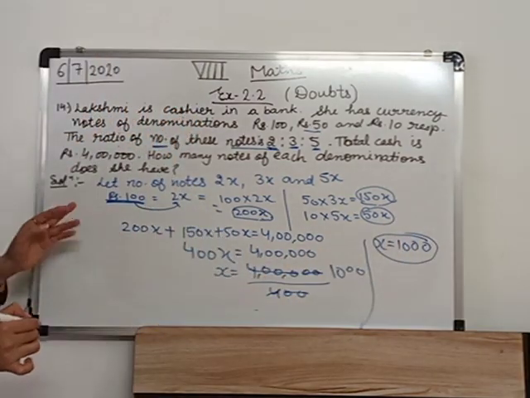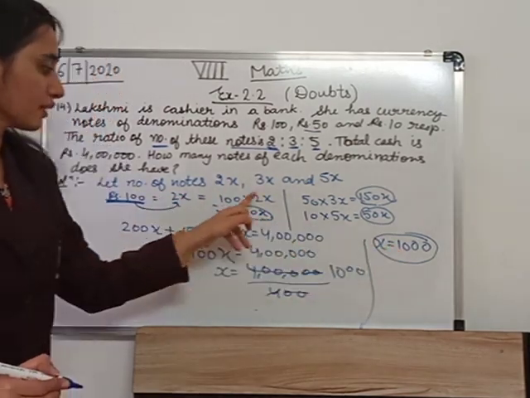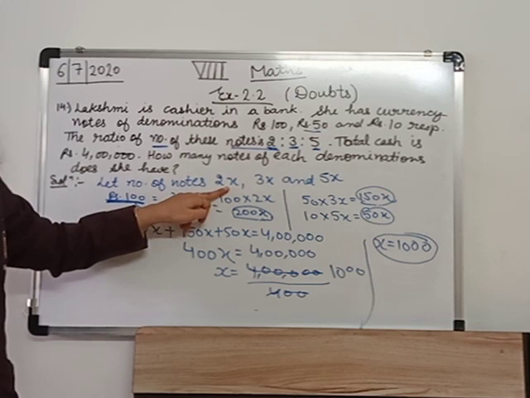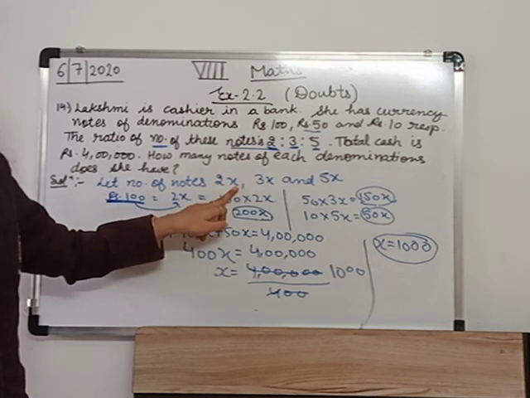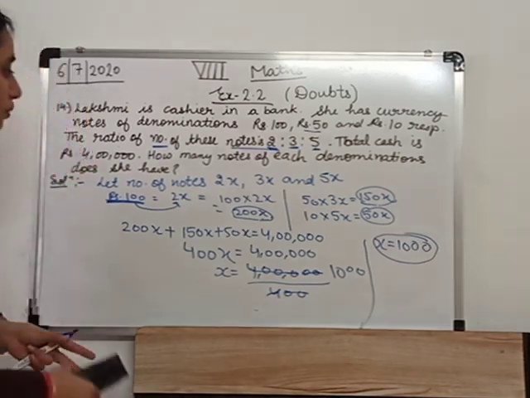Now we have to find the number of notes. Put the value of x in this. Means 100 rupee notes we have 2x: 2 multiply 1000. 3 multiply 1000 is 3000. This way we can multiply these.